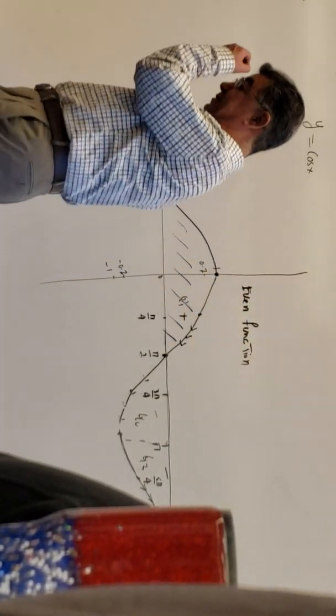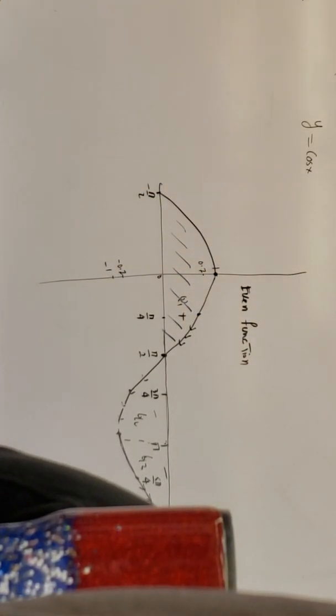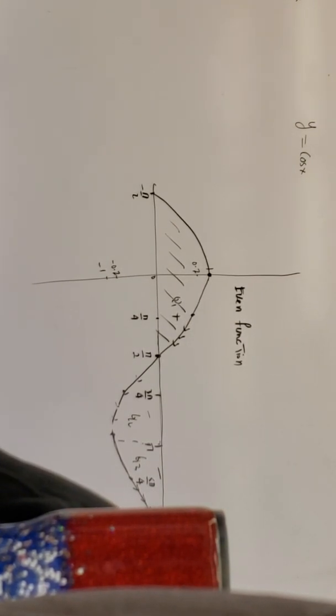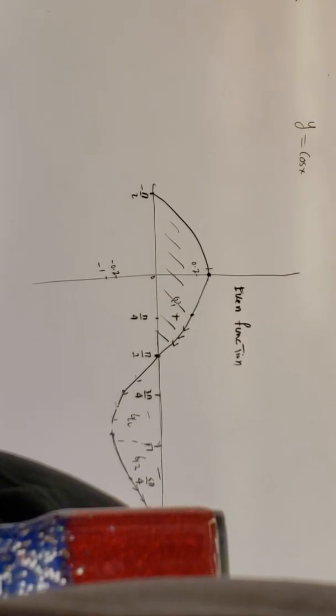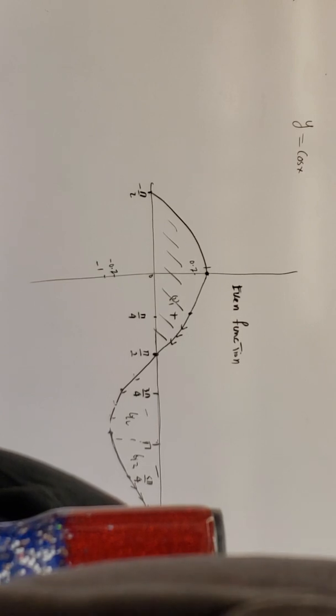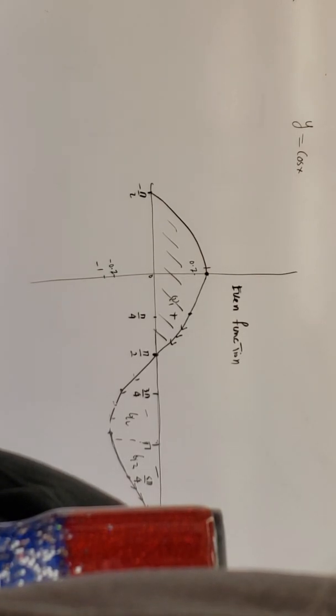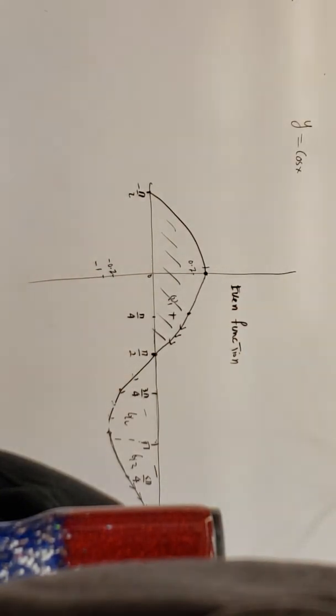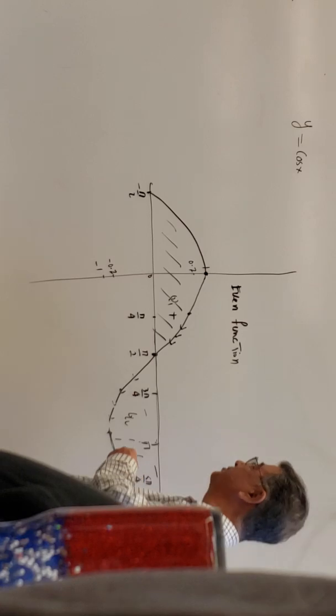So if they ask you, how do you know cosine is even? You say, because when I graph it, it becomes symmetric with respect to what? Origin. Y-axis. Sine was symmetric with respect to the origin. This guy is symmetric with respect to what? Y-axis.